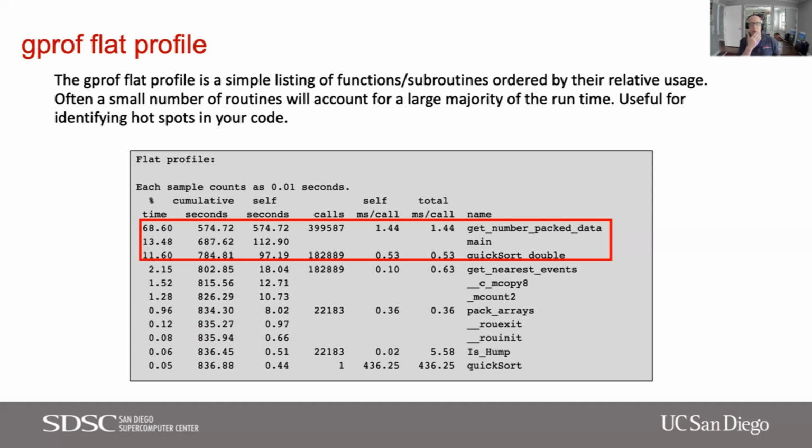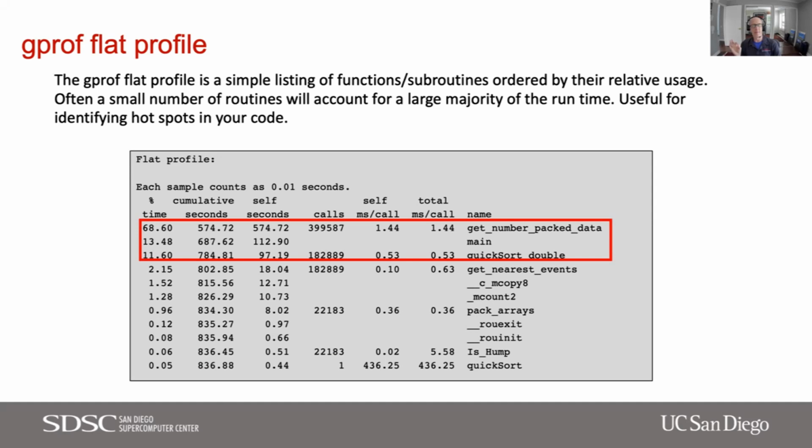Okay, so back. When I profiled this code, I found that a routine called get number packed data accounted for the largest fraction of the usage. So if I go over to that first column, you'll see that it's labeled percent time. We see that that first routine, get number packed data, accounted for about 68% of the runtime, followed by the function main, which was 13%, followed by quicksort double, which was 11%.